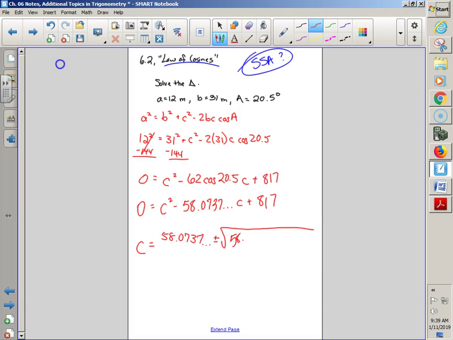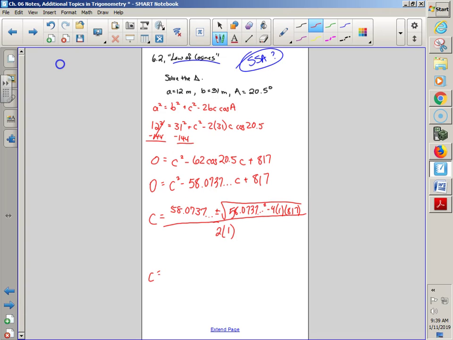B squared minus 4AC, all over 2A. The weird thing about using law of cosines for our ambiguous case is that we're actually not solving for angles at all first. Law of sines says solve for angles first. Law of cosines says go solve for the side first.